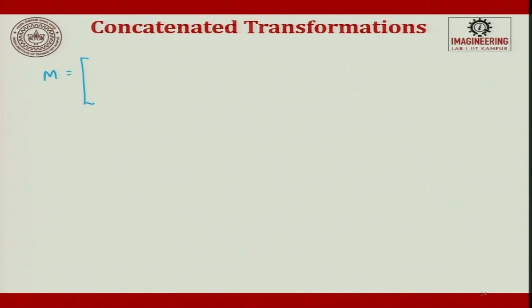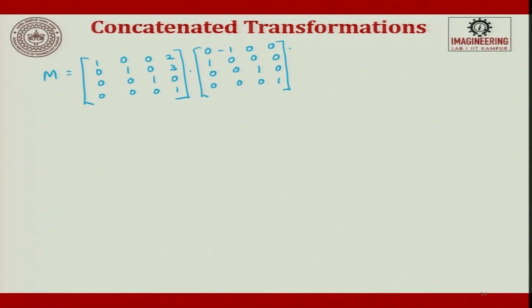So, M is nothing but 1 0 0 2 0 1 0 3 0 0 1 0 0 0 0 1 multiplied by, you will have 0 minus 1 0 0 1 0 0 0 0 0 1 0 0 0 0 1, and then you will have one more, which is 1 0 0 minus 2 0 1 0 minus 3 0 0 1 0 0 0 0 1, and this is matrix what we have solved is 0 minus 1 0 5 1 0 0 1 0 0 1 0, and you will get 0 0 0 1.